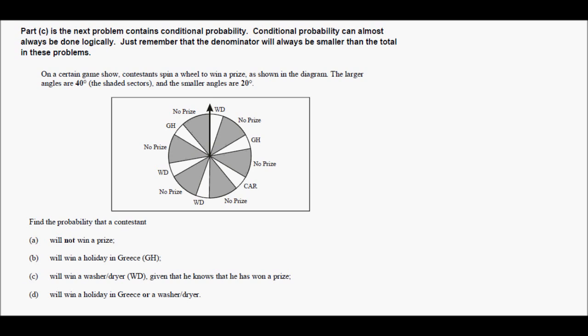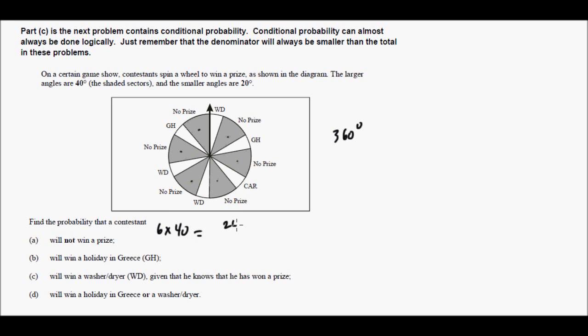It says on a certain game show, contestants spin a wheel to win a prize, as shown in the diagram. The larger angles are 40, the shaded sectors, okay, and the smaller angles are 20. Okay, no problem. Now, the thing you got to know here is that a circle has 360 degrees in it, right? Okay, so find the probability that a contestant will not win a prize. Well, that's going to be 1, 2, 3, 4, 5, 6 times 40, which is 240.